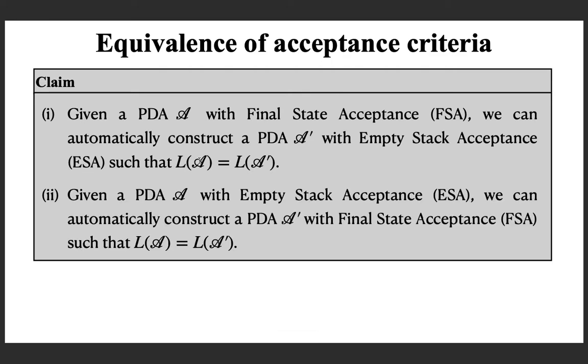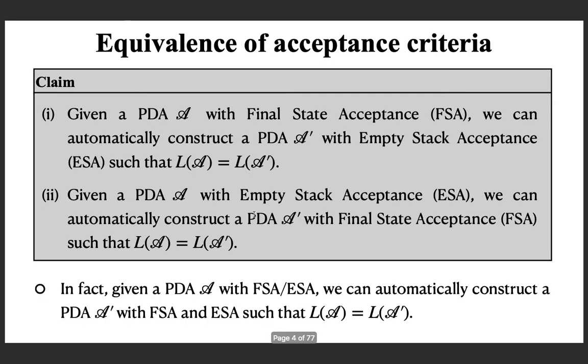Given a pushdown automaton A which is accepting by empty stack, we can automatically construct a pushdown automaton A prime with a final state acceptance such that their languages are the same. That is, here, given a pushdown automaton accepting by an empty stack, we are going to construct a pushdown automaton which is accepting by final state.